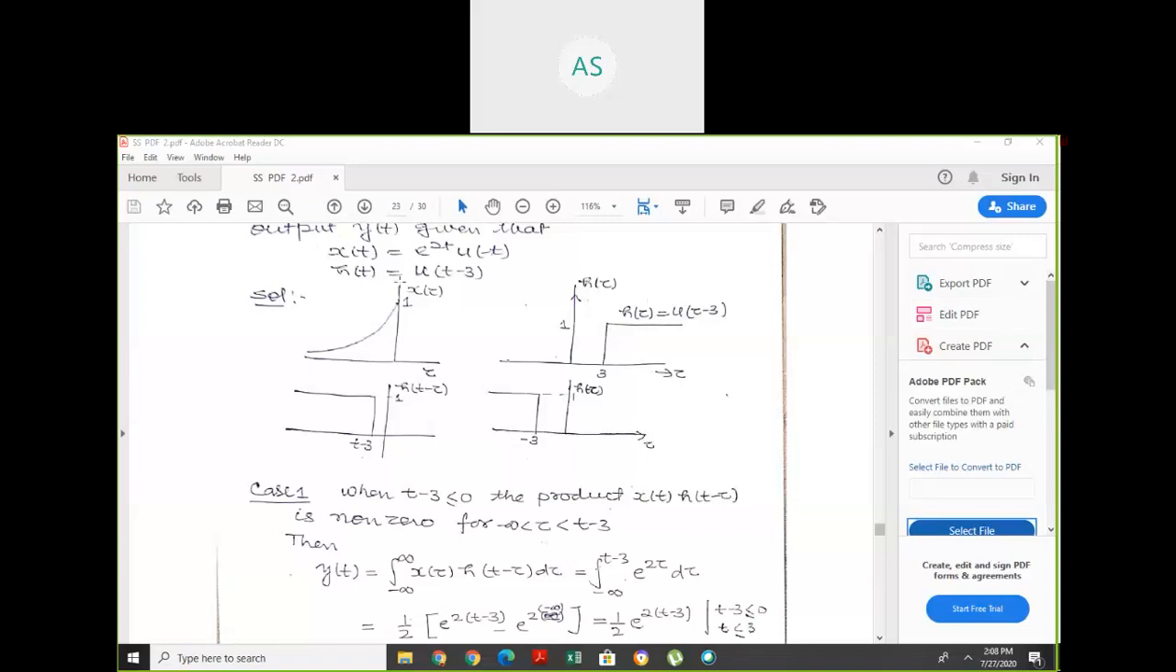And h(t) means impulse response. Impulse response means, if this is a system and if we apply an impulse as an input, we get an impulse response h(t). If we apply an impulse as input to any system, whatever response or output we get is known as the impulse response h(t), and h(t) is given by u(t minus 3).